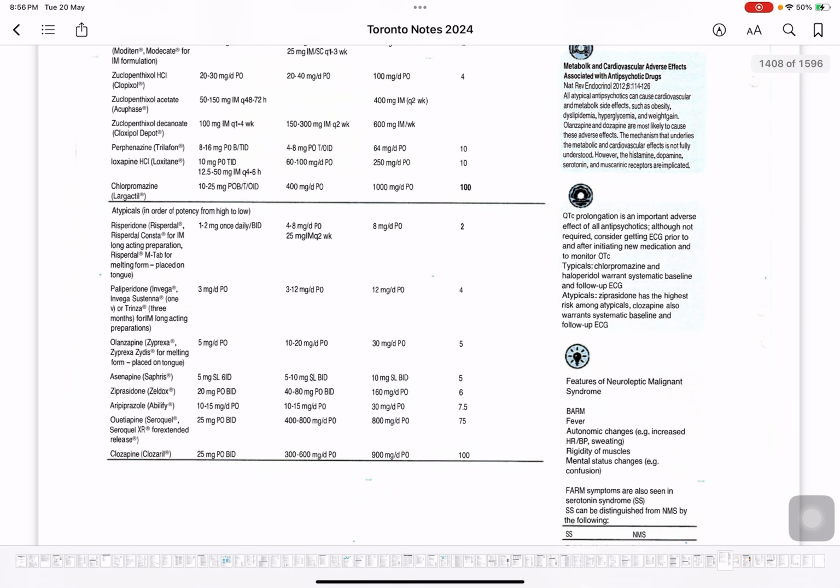Among atypicals, ziprasidone has the highest risk. Clozapine also warrants systematic baseline and follow-up ECG. So you have to do ECG in patients on antipsychotics. In typical ones, you have to do it especially for patients on chlorpromazine and haloperidol. In atypical ones, you have to do it for ziprasidone, which has the highest risk among atypicals. What is the risk? Risk of QTc prolongation.